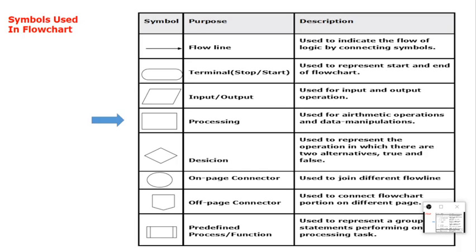Processing is used generally to manipulate or to use arithmetic operations. Suppose you are adding values, then we use this processing symbol. And we have a decision symbol which will help us decide whether it's true or false. And we have other symbols like on page connector, off page connector, and predefined process functions. This will help us to make our flowchart easy.